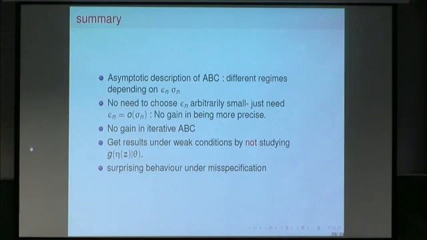If you were to observe eta y and have a model on eta y, then you would have an efficiency story. And you can be efficient in this model using an ABC algorithm with epsilon n small. But epsilon n doesn't have to be too small, and we know how to control that. But you really have surprising behavior under misspecification. That's it. Thank you.